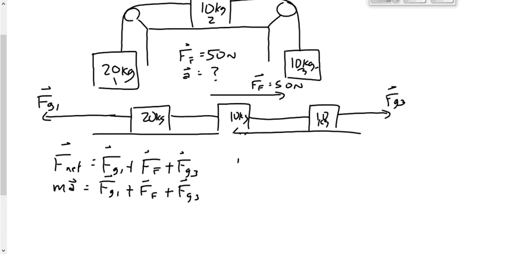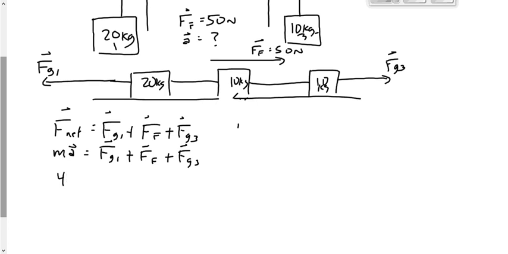Now what's the mass here? What mass do I use? 20, 10, 10, or some kind of combination of those? The net force, the total force, acts on what? The system. And the system has a mass of 40 kilograms. So the mass that I'm going to use here in my M times A equation, the net force equation, is 40 kilograms.